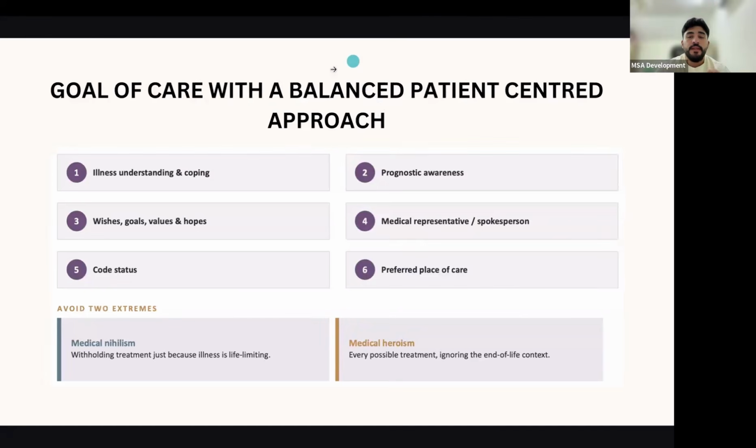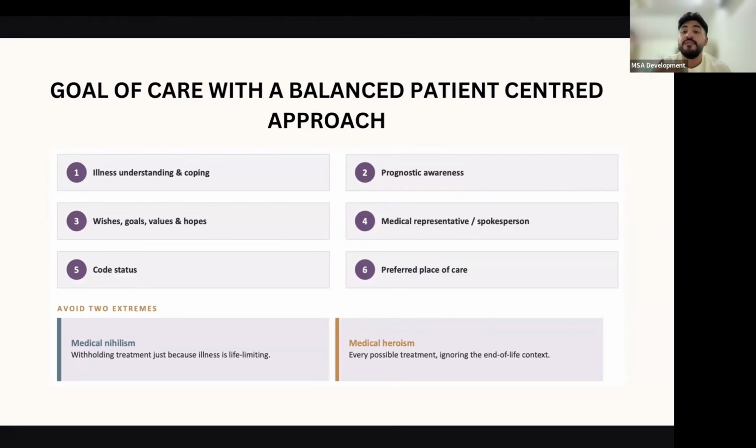Now, when we need to start discussing the goals of care, it should be a balanced discussion where the patient is the center of our focus, okay? And we need to make sure that the patient understands their illness. We need to make sure that the patient is aware of their prognosis. We need to respect and take in their wishes, their goals, values, and hopes, no matter what they are. Even if they don't make sense to you, doesn't matter. It makes sense to them, so we roll with that.